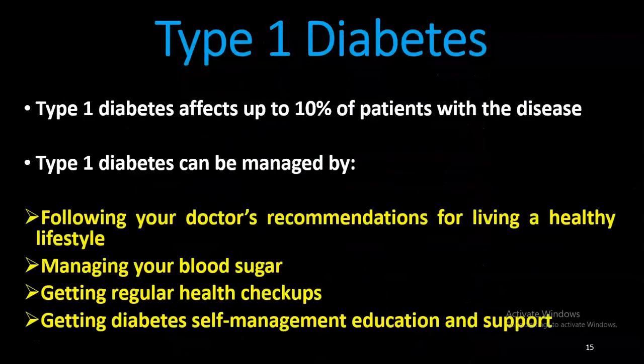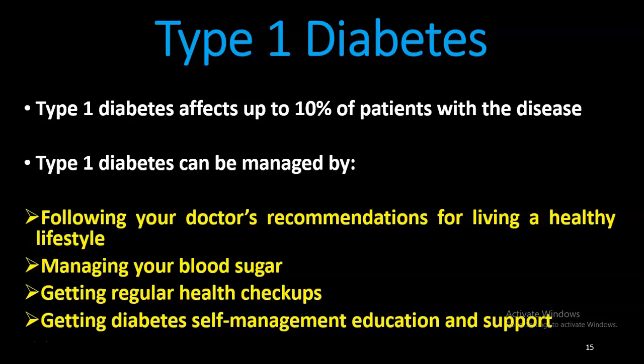Type 1 diabetes affects up to 10% of patients with the disease. Typically, children and young adults receive the diagnosis, but it can develop at any age. Diabetes used to be called juvenile diabetes. Those who have type 1 diabetes must take insulin daily. It is known as insulin-dependent diabetes for this reason. Type 1 diabetes affected 9 million people in 2017, the majority of whom reside in high-income nations.